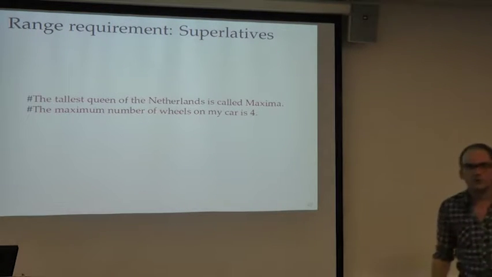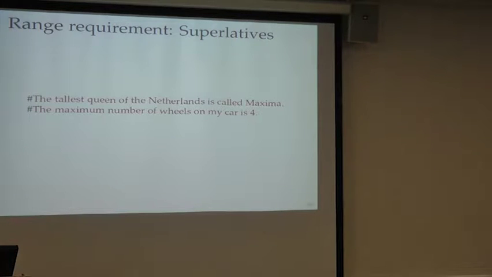So this is to show you that when we use a superlative, not in the numerical domain, but in its original adjectival domain, it also has things like a range requirement. It just looks a little bit different. So have a look at the first sentence. The tallest queen of the Netherlands is called Maxima.